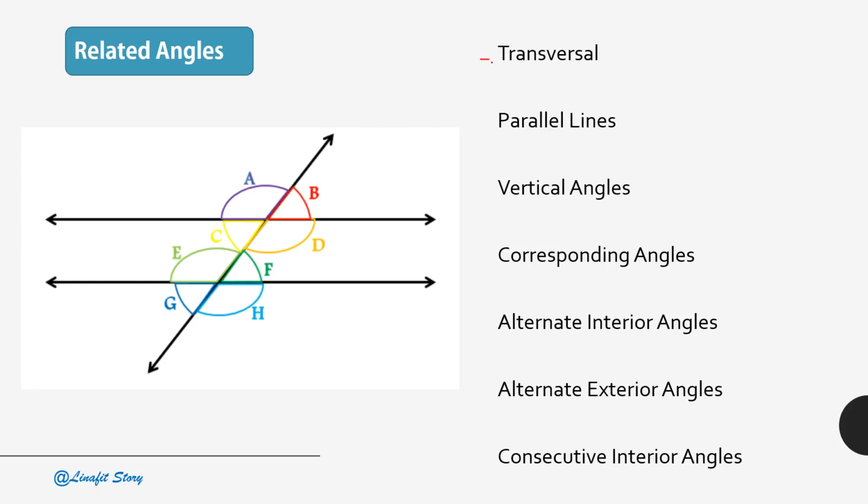Transversal. A transversal is a line that crosses at least two other lines. This one. Next, the parallel lines. Lines are parallel if they are always the same distance apart and will never meet. So these are the parallel lines. Next, the vertical angles. Vertical angles are equal. So for example, angle A equals D, or angle C equals B.